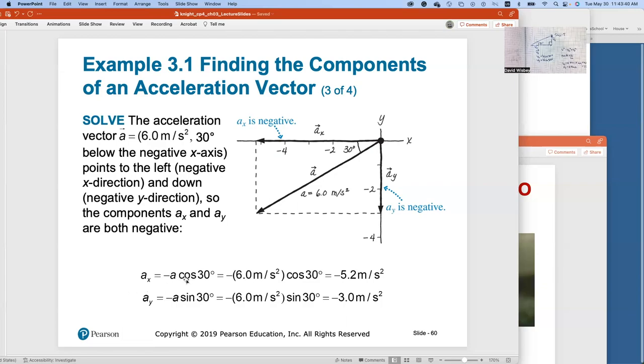So ax is a times cosine of 30 degrees. I put in my 6 there: 6 meters per second squared times cosine of 30 equals minus 5.2 meters per second squared. In y, I have minus 6 meters per second squared times sine of 30, which is equal to minus 3 meters per second squared. When you get these out of your calculator, they had better be smaller than the magnitude of your acceleration, which was 6. Each of the x and y components has a smaller magnitude than that. And they're both negative, so look at your plot and say, okay, that's right, because ax is pointing in the negative x direction and ay is pointing in the negative y direction.